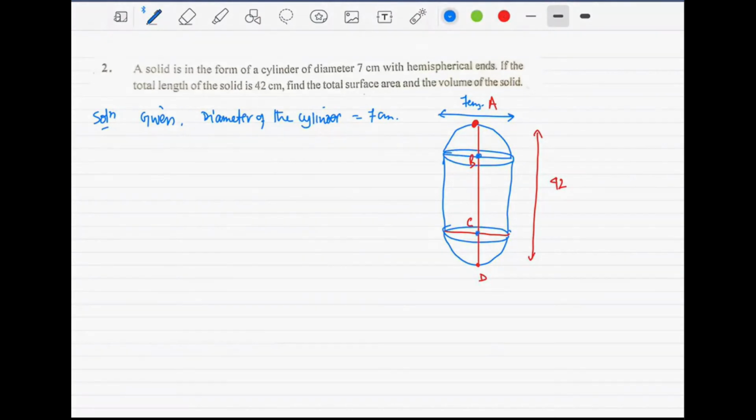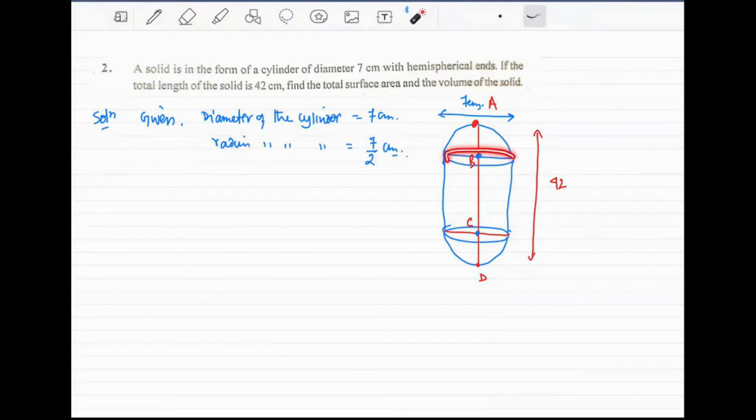Okay. Now look, the diameter of the cylinder is 7 centimeter. We don't want the diameter. What we want is the radius. So say here, radius of the cylinder is equal to 7 divided by 2. Radius is diameter divided by 2, right? Okay, now we have got the radius. For the sphere, the radius is enough, right?